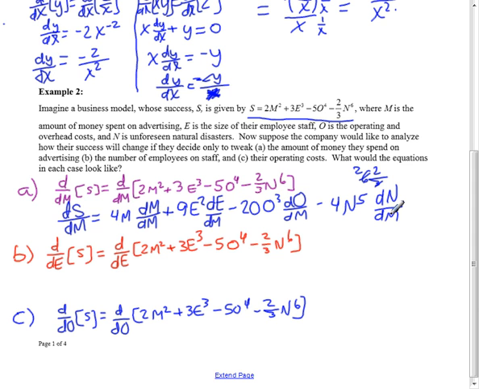Alright, so then that's all you have to do. We don't know how the money is going, or how the employees are going to change depending on how much money we change, or how the operating costs change. If we did, we could plug those things in, and this will come into play later. But for now, we could just leave it just like that. Alright, so I'd like you to try the other two. If you want to pause the video so you have the setup of the equations, and then bring it into class so we can discuss it.